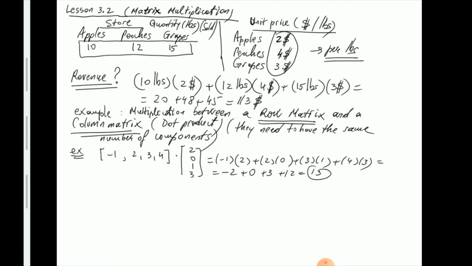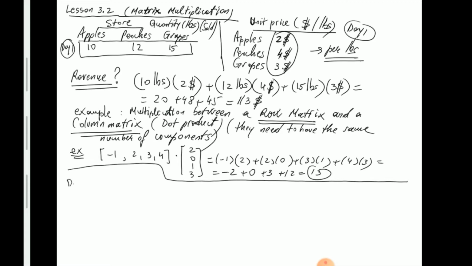So how does that lead to a more general definition of matrix multiplication? Well, let's go back to our original story with the farmer. And let's suppose things change from one day to another. Let's say this is the day one situation for both the quantity and the price. So on day one, the quantity matrix is 10, 12, 15. But let's say on day two, we have a different quantity sold. So let's say on the second day, we have 5 pounds of apples sold, 3 pounds of peaches, and 20 pounds of grapes. Again, these are apples, peaches, and grapes in pounds.